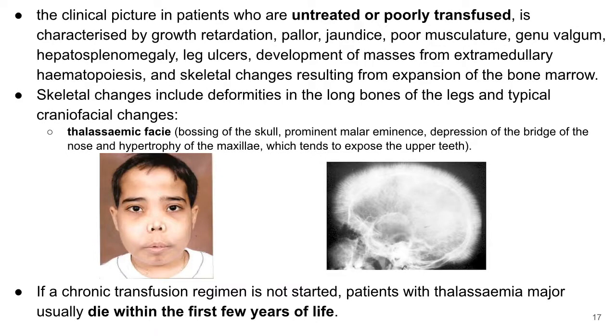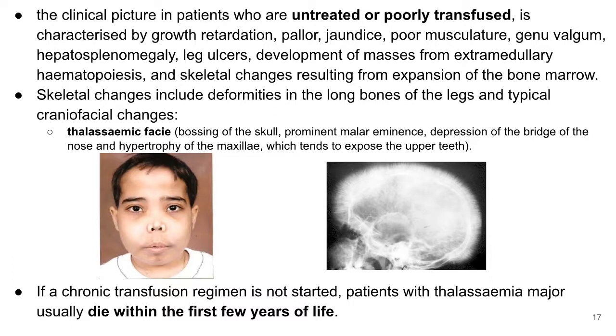Any untreated or poorly transfused patients usually show signs of growth retardation, pallor, jaundice, poor musculature, genu varum, hepatosplenomegaly, leg ulcers, development of masses from extramedullary hematopoiesis, and skeletal changes resulting from expansion of the bone marrow. Skeletal changes include deformities in the long bones and changes in the craniofacial bones. It is called thalassemic facies, as shown in the figure.